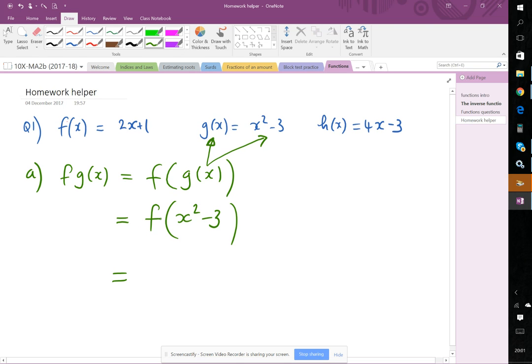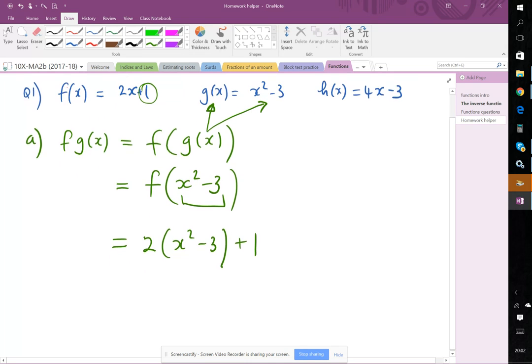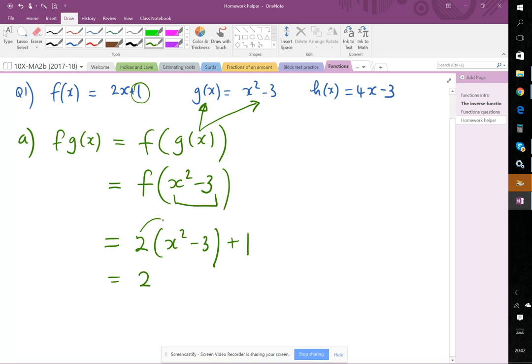Now remember, this is the function f, taking in an input of x squared minus 3. The function f takes in an input of x and doubles it and adds 1. So we need to double the input, and then we need to add 1. Okay, and we can multiply out these brackets if we want to. 2 times x squared is 2x squared. 2 times minus 3 is minus 6. And then add the 1 that's there, giving 2x squared minus 5.